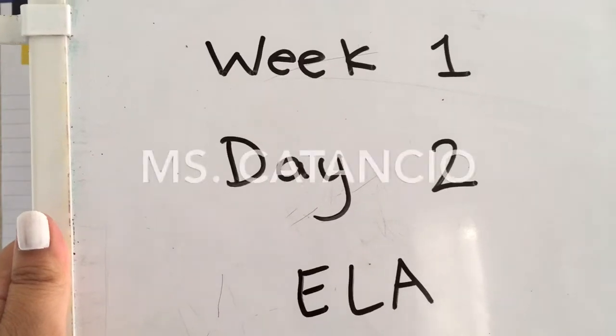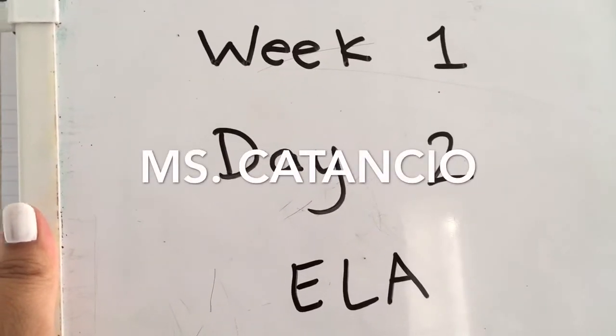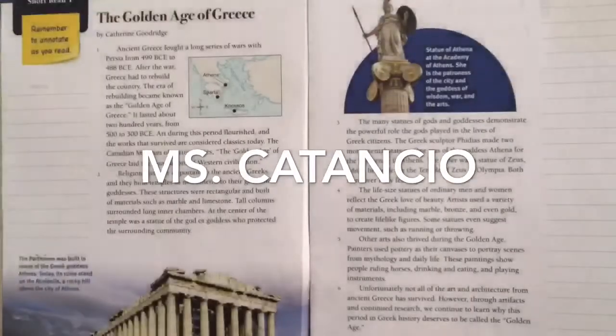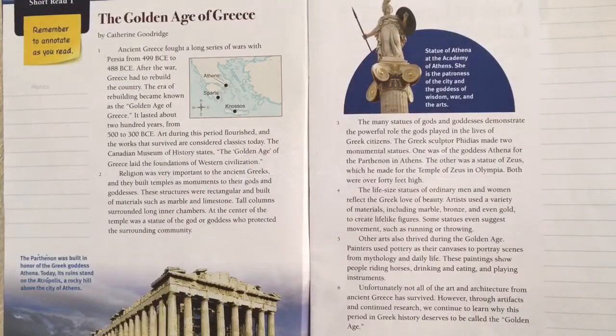This is day 1 of ELA. So let's go to page 4. We're going to read over page 4 and page 5. The title is The Golden Age of Greece.